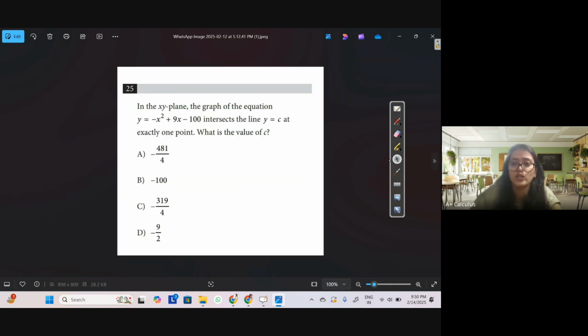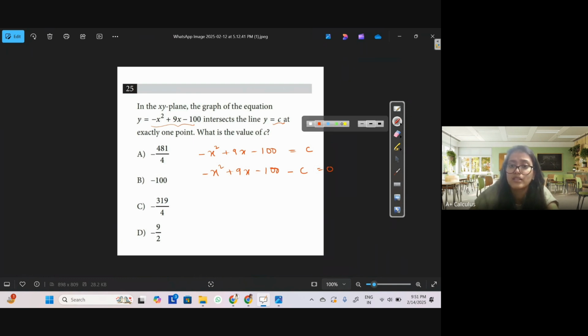First is you can do them algebraically. You have to equate them. So y is equal to this, y is equal to this. You just have to put them equal to each other. Minus 100 is equal to c. And then you have to convert it into the standard form. So negative x squared plus 9x minus 100. The c is a constant, bring it on the left side, minus c is equal to 0.